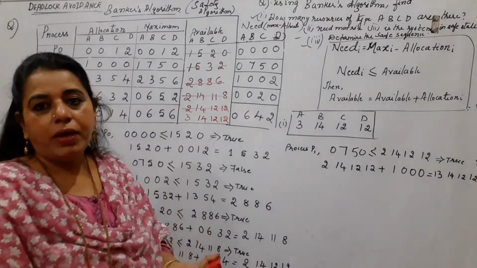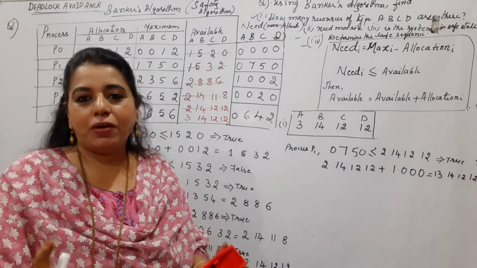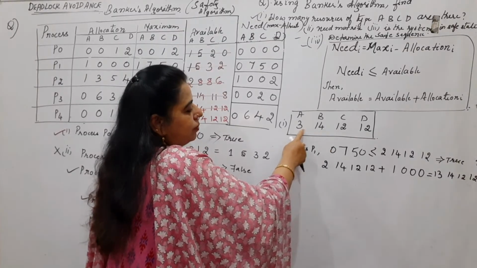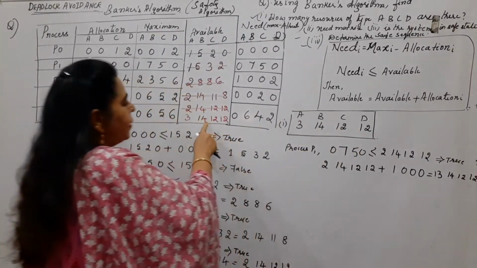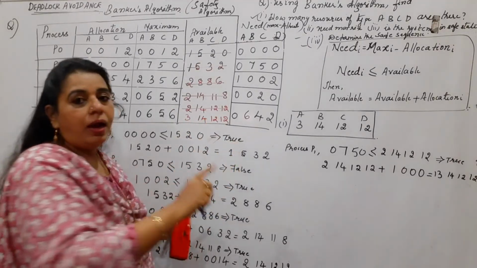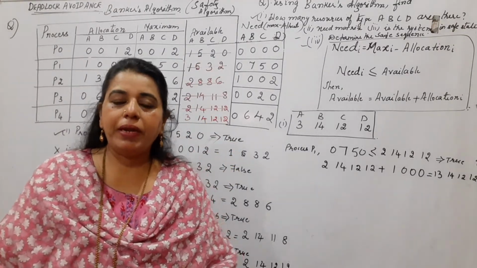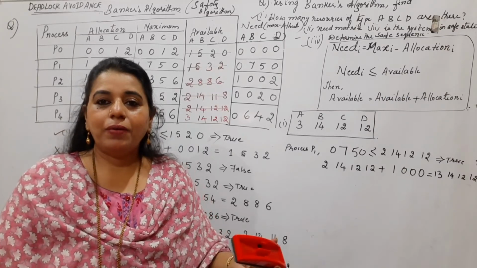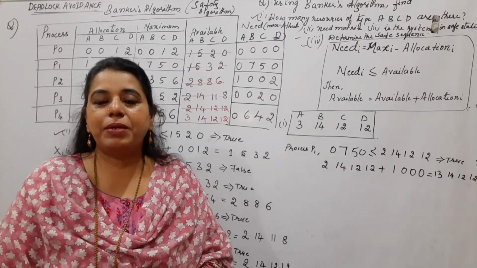You yourself can verify whether you have carried out correctly or not, because initially you determined the total number of resources in the system as 3, 14, 12, 12. Now you can see the system is once again back with 3, 14, 12, 12 after all the processes completed their job and released the resources. So now we can say yes, the system is in the safe state.